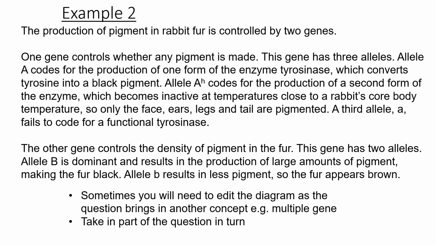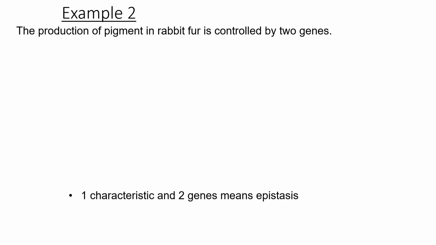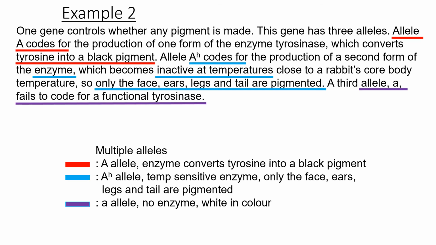So example 2 is a little bit more complicated, and because of the way it's set out, we're going to take each of the paragraphs separately, and we're also going to have to adapt our epistasis diagram in order to fit in with this particular question. So the first part of the question makes it clear that we have one characteristic in the pigment of rabbit fur, and that one characteristic is controlled by two genes. And in the exam, when we have one characteristic controlled by two separate genes, that immediately should lead us to the process of epistasis.